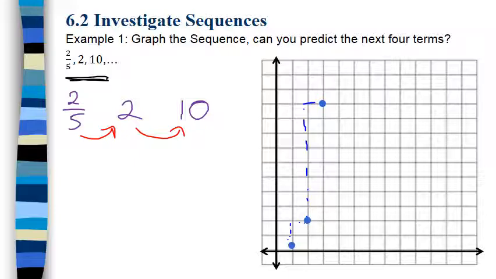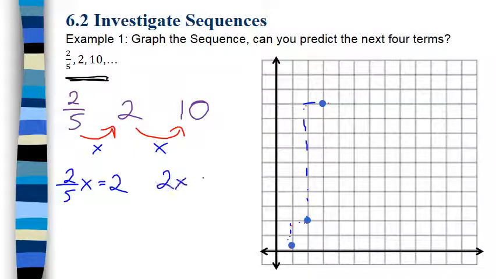And it's fairly obvious that we're not going to be adding by the same thing, because when we look at the graph, our rate of change is not the same from one point to the next. So let's take a look at multiplication. Is there a number x, let's say, that we can multiply to 2/5 to get 2? And in that same idea, is there that same number x that we can multiply to 2 to get 10?